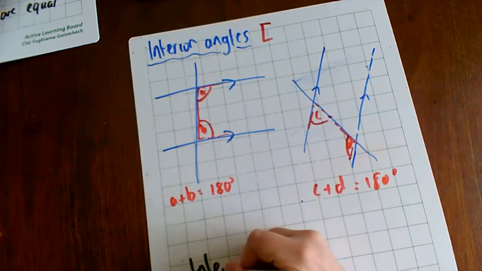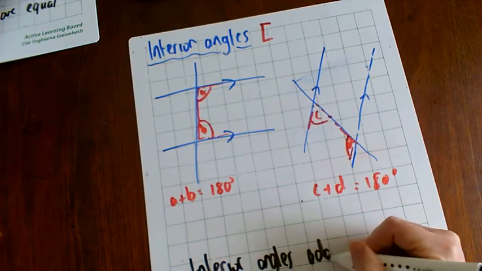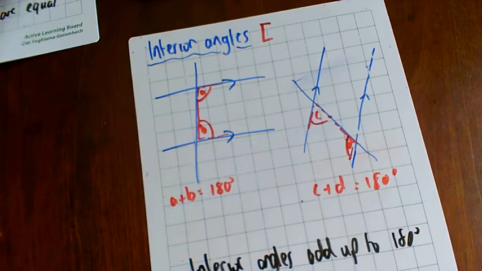Just take down: interior angles add up to 180 degrees.